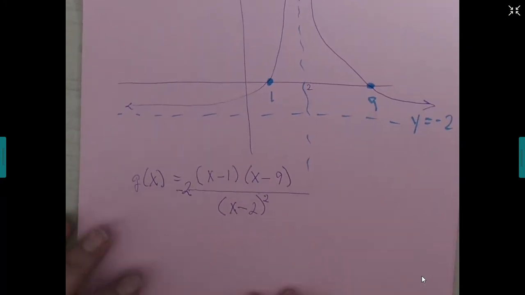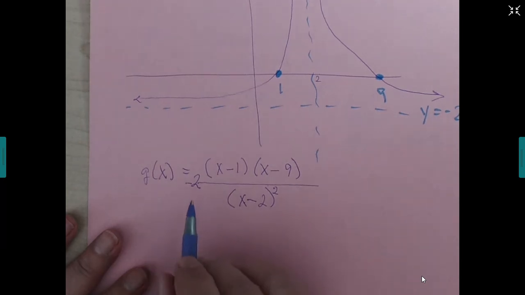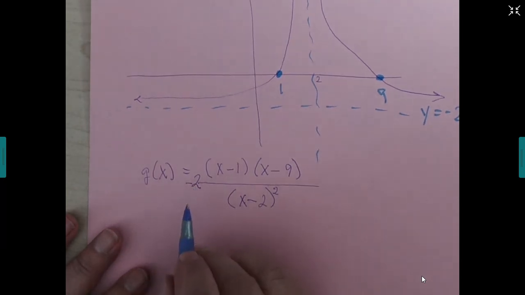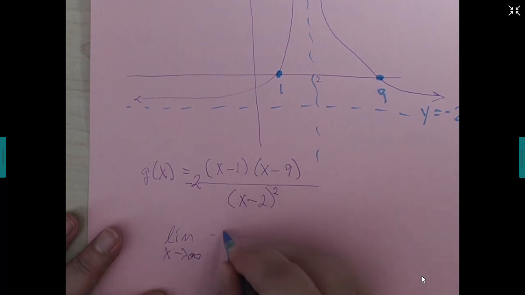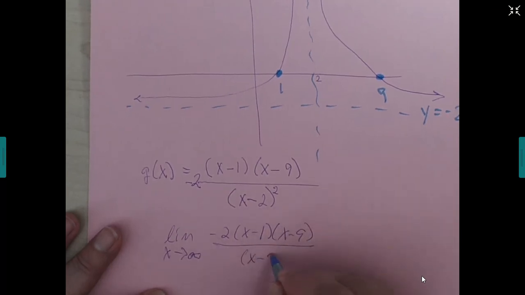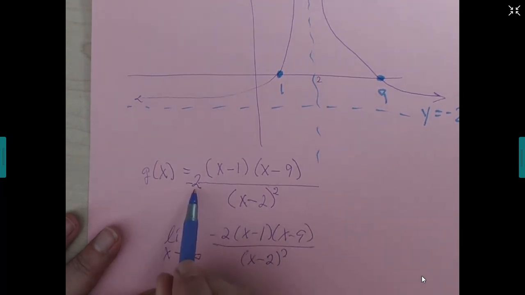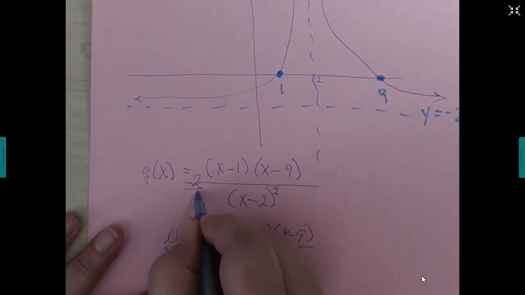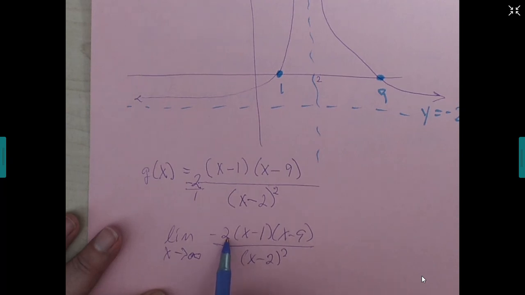If I were to formally double check the horizontal asymptote there, you could take the limit as x approaches positive infinity of -2 times the entire function, x minus 1, x minus 9, all divided by x minus 2 squared. Remember, this -2 out there is the same as -2 over 1. So it really goes here in the numerator. You can also plunk it out there in the front if you wanted to, okay? But it's really there in the numerator.